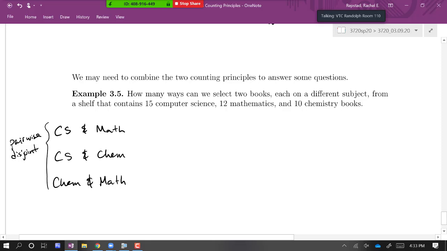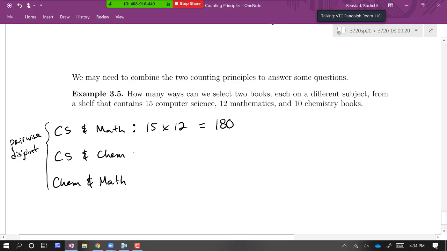So if I could figure out how many ways I can select one of each of these 2 topics, then I get to just add them up, right? That addition principle says if they're pairwise disjoint, I can find the size of the union just by adding the size of the subsets. So how many ways could I pick one computer science book and one math book? And how do we get it? Is it 15 times 12? 15 times 12, 15 because there are 15 computer science books and 12 because there are 12 math books. That's exactly right. And 15 times 12 is 180.